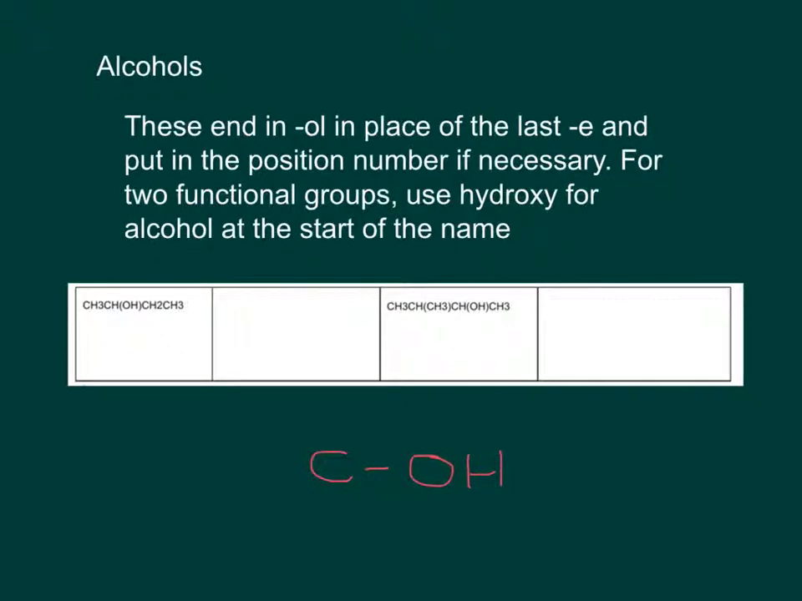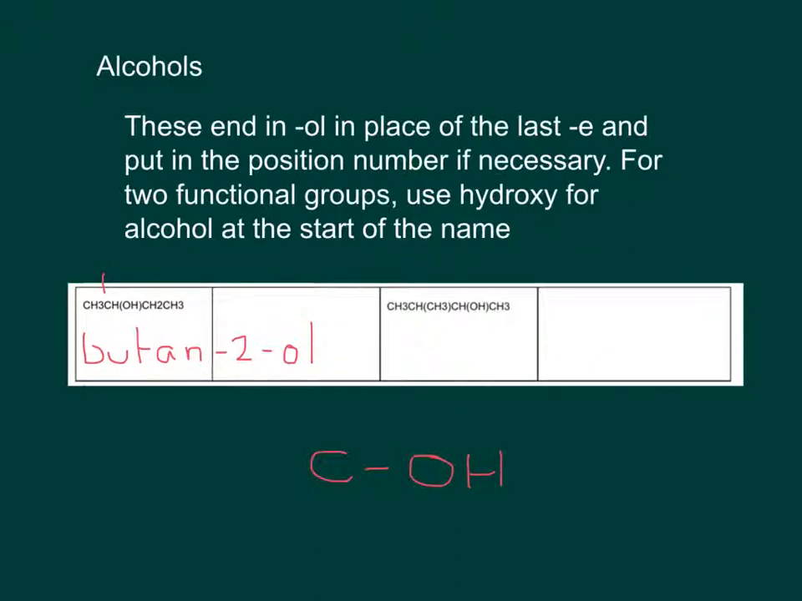Right, well this first one, hopefully you can see I've got 4 carbons in a row, so it's going to be but, and I have got the OH group coming off carbon number 2, so it's going to be butan-2-ol.